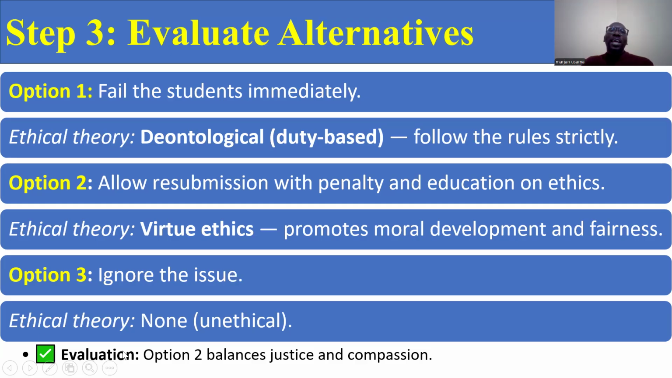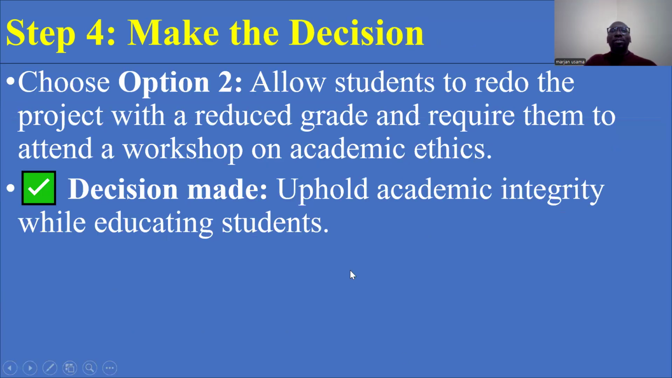So the best option when I evaluate is what? Option 2 balances justice and compassion. So they resubmit and I deduct some marks. Then make the decision. Choose option 2. Allow students to redo the project with a reduced grade and require them to attend a workshop on academic ethics. So this decision has been made to uphold academic integrity while educating students.